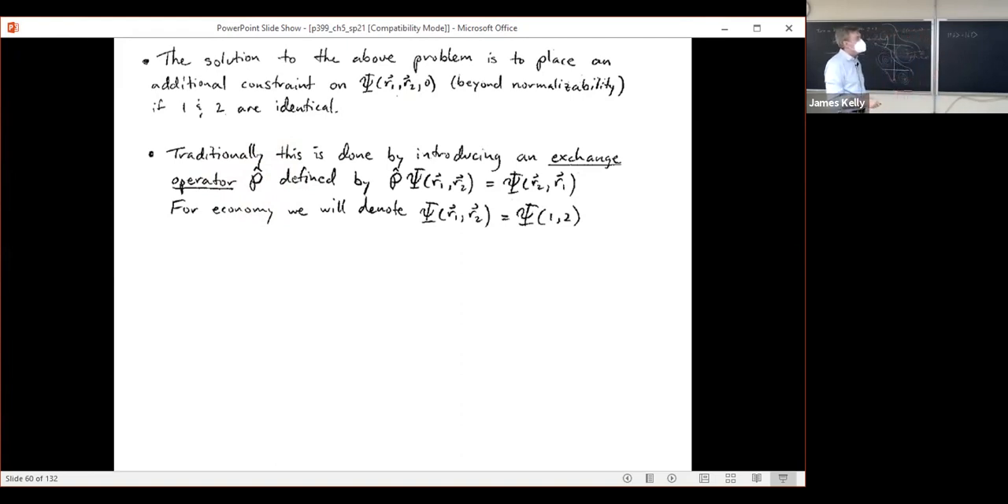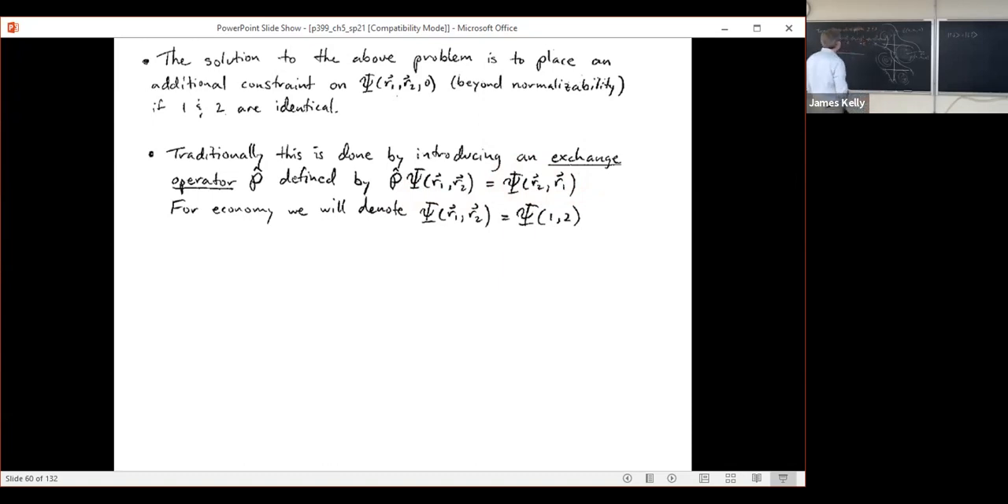So the exchange operator, which is going to help us define the allowed states, is that if you give me at time t equals 0 a function of r1 and r2, the exchange operator applied to it just switches where the r2 and the r1 are in that function.